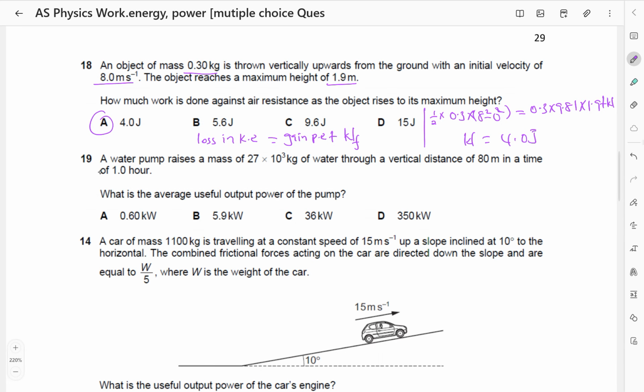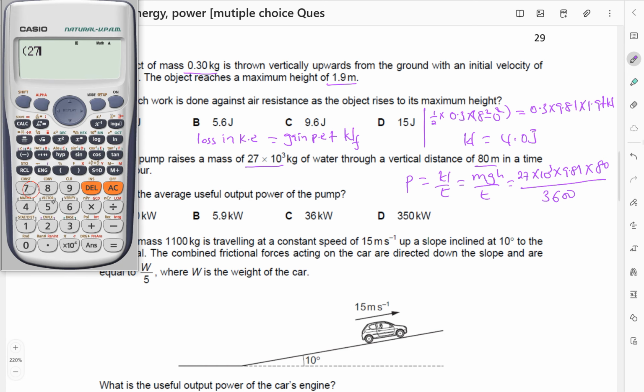A water pump raises a mass of 27 times 10 power 3 kilograms of water through a vertical height of 80 meters in a time of 1 hour. What is the useful output power of the pump? So power is going to be equal to work done over time taken. The work done will be mgh over T. Then this will be m is 27 times 10 power 3 times 9.81. Then times the height, which is 80, divided by time, which is 1 hour, that is 3,600 seconds.